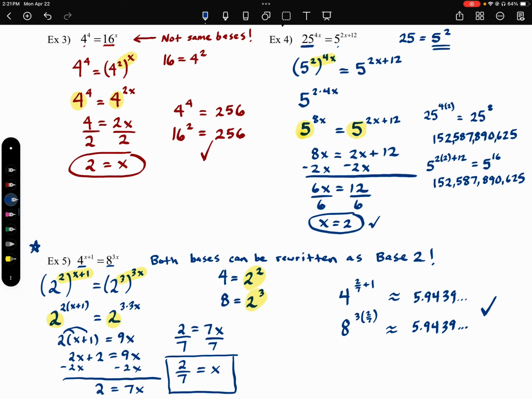So that is your 5th example on 10-3, solving exponential equations by rewriting with common bases. There are practice problems on the other side for you to try, and there will be videos to help you through those in case you need them.